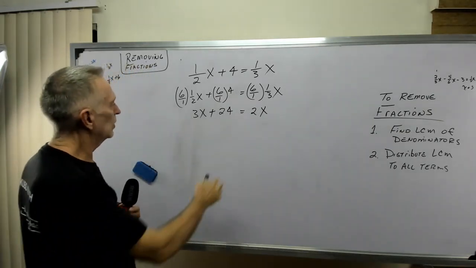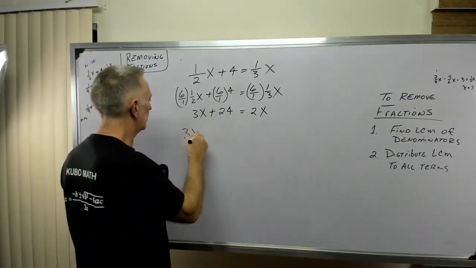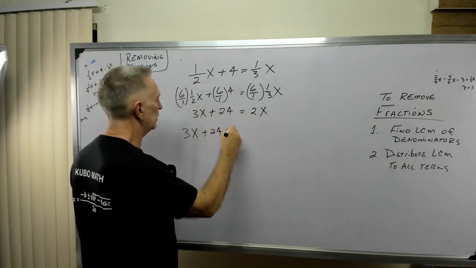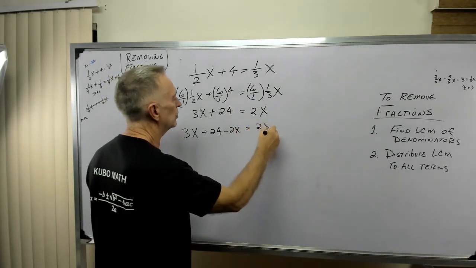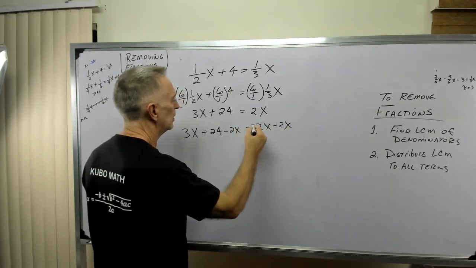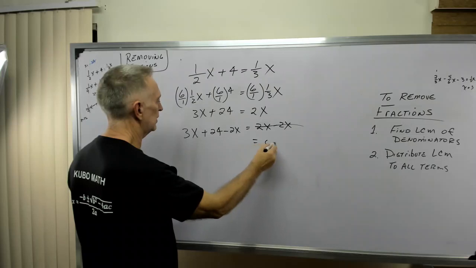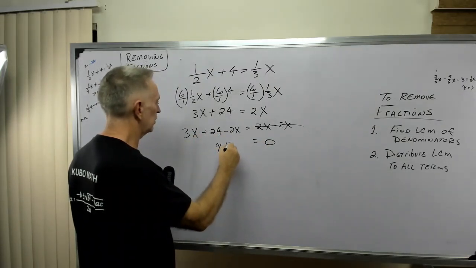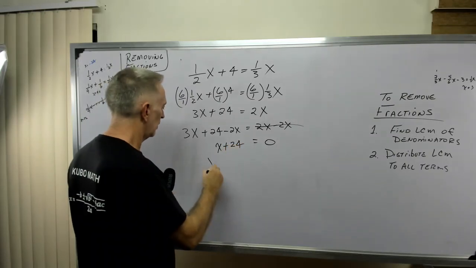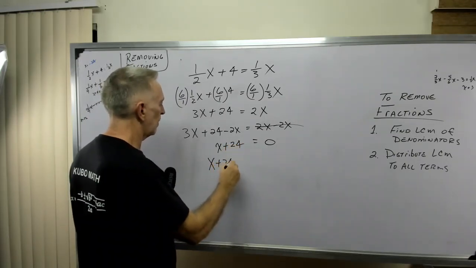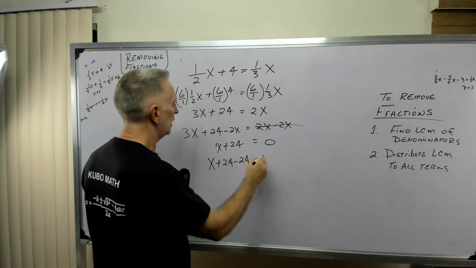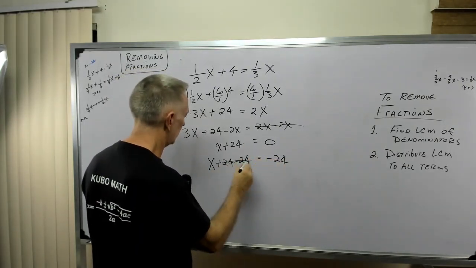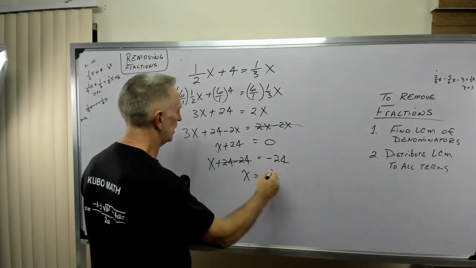Wow. So let me subtract. This is very similar to the other problem. 3x plus 24 minus 2x equals 2x minus 2x. Those cancel. That equals 0. So 3x minus 2x is x. x plus 24 equals 0. x plus 24 minus 24 equals 0 minus 24, which equals negative 24. These cancel, so x equals negative 24.